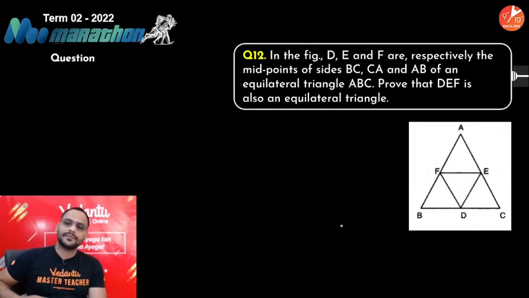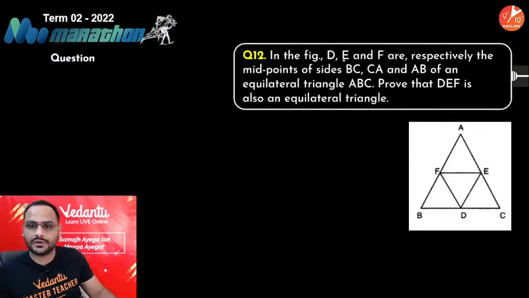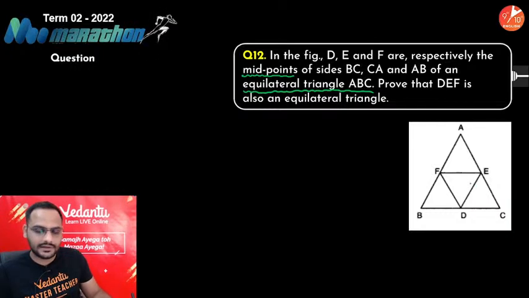Next question. In the figure, D, E and F are respectively the midpoints of BC, CA and AB of an equilateral triangle ABC. So focus on the important points. First, these are the midpoints of an equilateral triangle ABC. Prove that DEF is also an equilateral triangle.